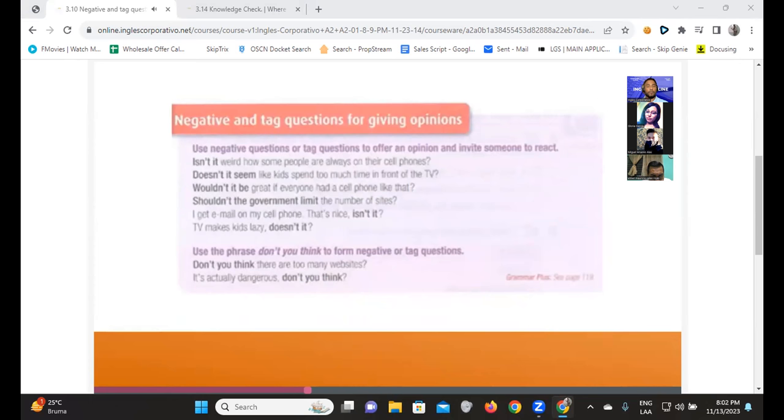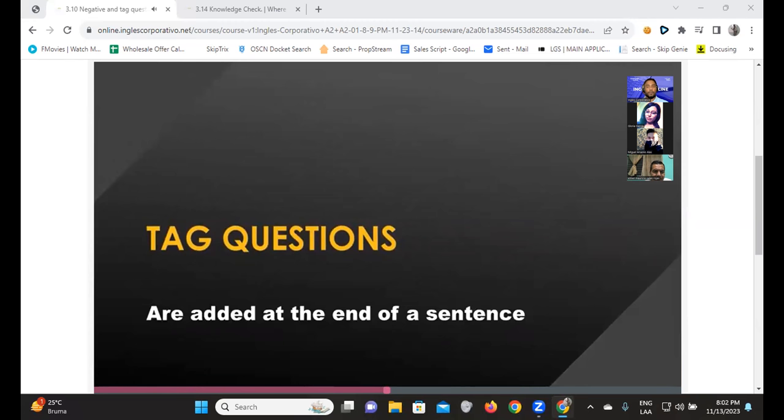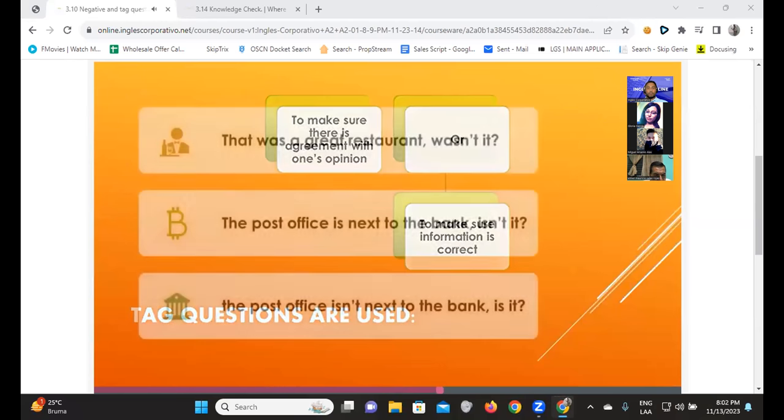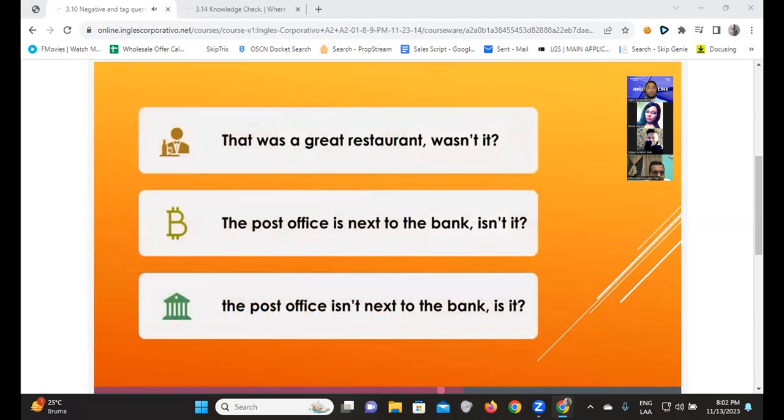Use the phrase, don't you think, to form negative or tag questions. Don't you think there are too many websites? It's actually dangerous, don't you think? A tag question is a question added at the end of the sentence. Tag questions are used to make sure there is agreement with one's opinion or to make sure information is correct. That was a great restaurant, wasn't it? The post office is next to the bank, isn't it? The post office is next to the bank, is it?